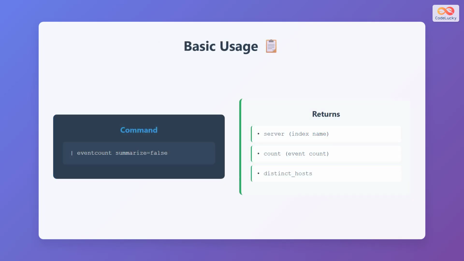The basic usage of eventcount involves running the command pipe symbol eventcount summarize equals false. This simple command returns three key pieces of information for each index in your Splunk environment. First, it shows the server field, which contains the index name. Second, it provides the count field, which displays the total number of events in that index. Third, it returns distinct_hosts, showing how many unique hosts are contributing data to each index. These three metrics give you a foundational understanding of your data landscape and help identify patterns in data ingestion across your infrastructure.